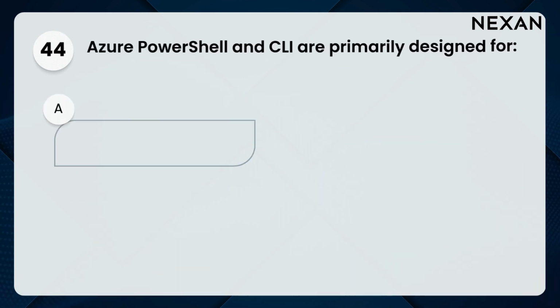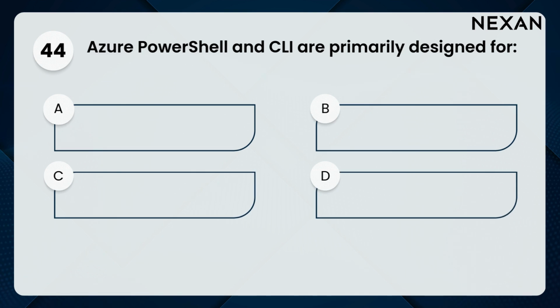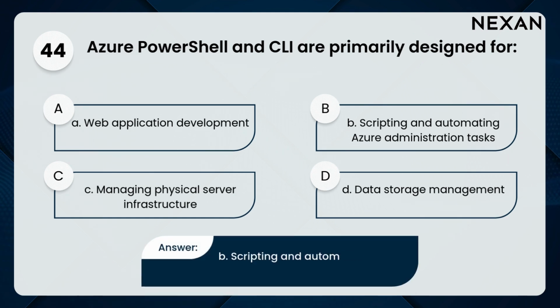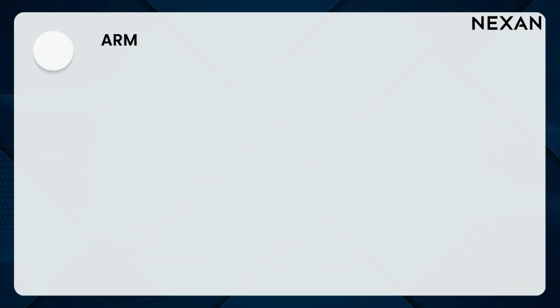44. Azure PowerShell and CLI are primarily designed for A. Web application development. B. Scripting and automating Azure administration tasks. C. Managing physical server infrastructure. D. Data storage management. Answer: B. Scripting and automating Azure administration tasks.